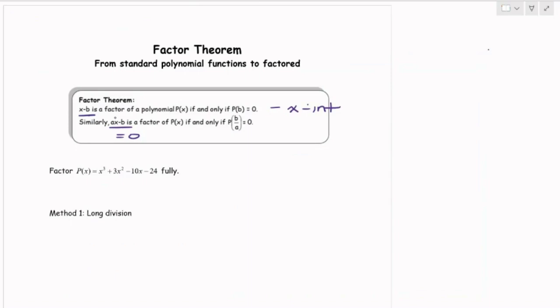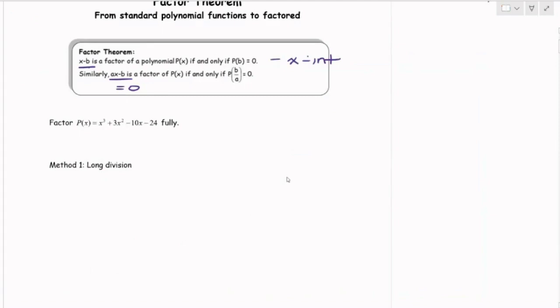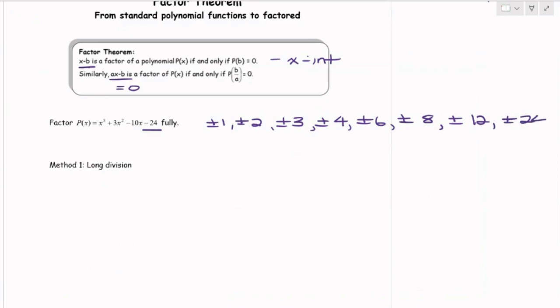So we're going to try and factor this with long division. Now, the key to long division is to start with this last value, the negative 24. And you want to test out all the factors of negative 24. And this is going to be the tedious part. Okay, so it could be plus or minus 1, plus or minus 2, plus or minus 3, plus or minus 4, plus or minus 6. Oh boy, what am I missing here? Plus or minus 8, and plus or minus, what am I missing? 12, yes, and plus or minus 24.